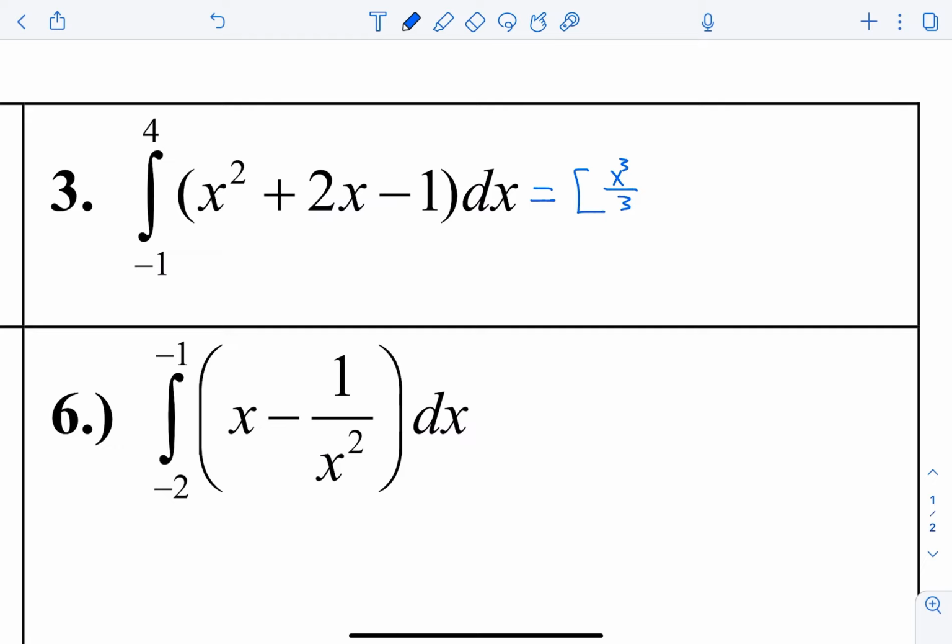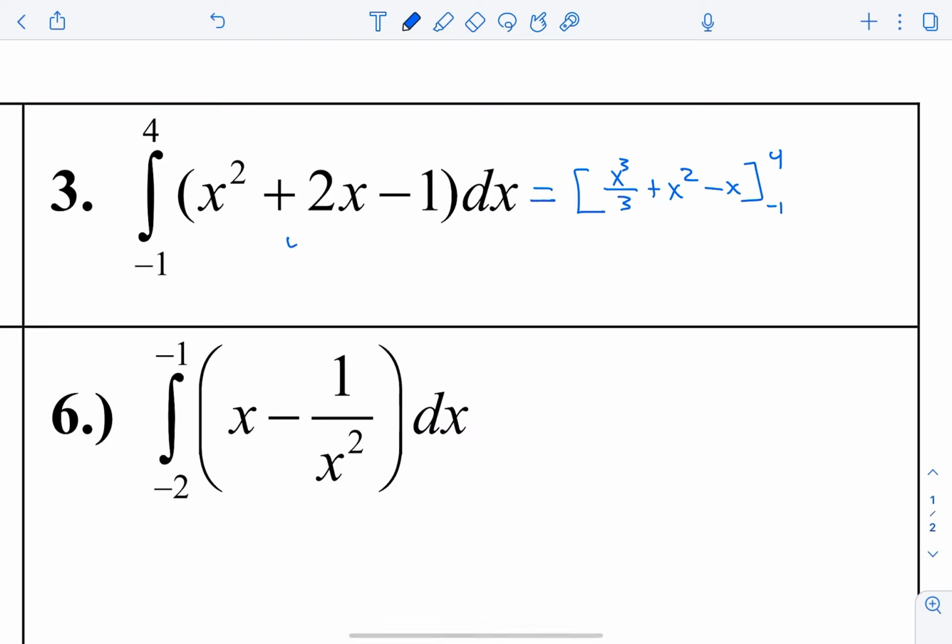The second term's 2x, add 1 to the exponent, that's 2x squared, divide by 2, that's x squared. And then -1, add 1 to the exponent, that's x, and then divide by 1, that's negative x. And this is from -1 to 4. So now we can just plug in.